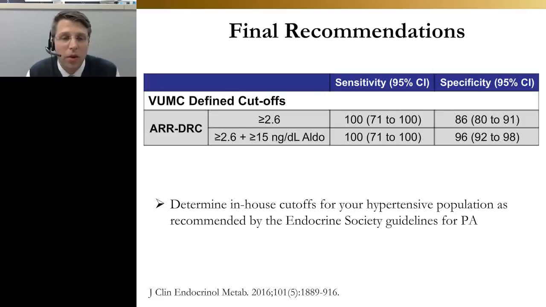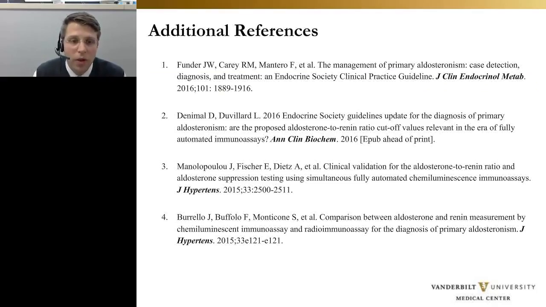So with that, I leave you our final recommendations, which are provided by the 2016 Endocrine Society guidelines, and that is to determine your own in-house cutoffs for your hypertensive population, regardless of the method that you use. I also provide some additional references that could be helpful in your journey in choosing your plasma renin activity or renin mass assays for your specific laboratory.